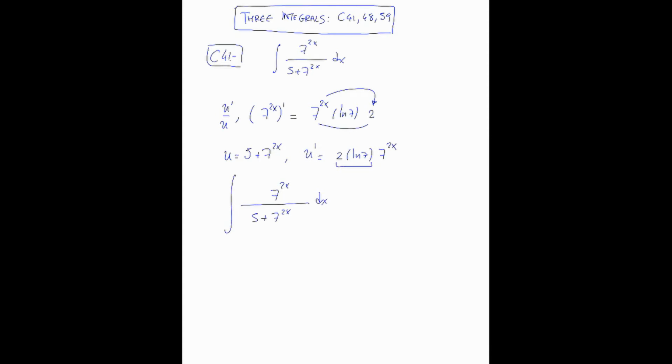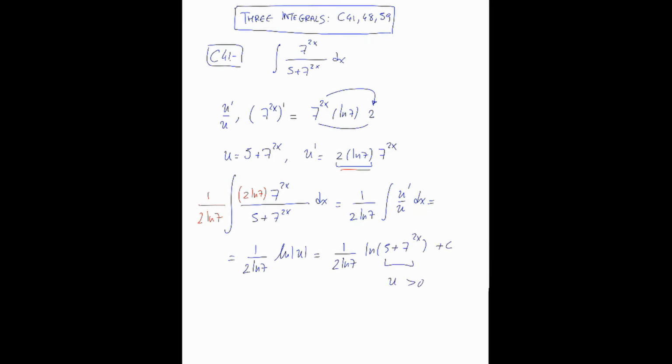So changing color to red, we put whatever I'm missing, 2 times ln 7, in the numerator and 1 over 2 times ln 7 outside to cancel it out. So now we have 1 over 2 times ln 7 times the integral of u prime over u, and this is the log. So this is 1 over 2 ln 7 times ln of the absolute value of u, which is 1 over 2 ln 7 times log of 5 plus 7 to the 2x plus c. This is u, but u is always a positive number, so the absolute value of u is equal to u in this case only.